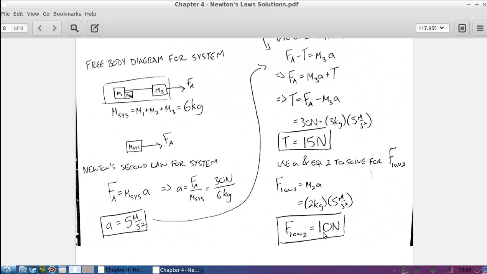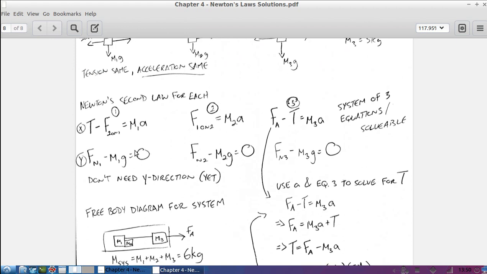What else is a force of 10 newtons? The force by block 2 on block 1. This is a Newton's third law pair. These are 2 objects in contact with each other. It's the same type of force, opposite in direction, equal in magnitude. So this is a third law pair. So F1 on 2 is 10 newtons, F2 on 1 is 10 newtons. We don't need this, but it's good to know.